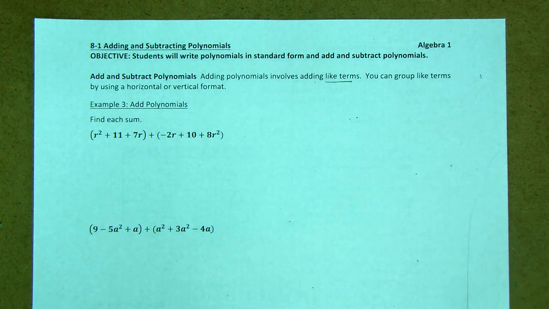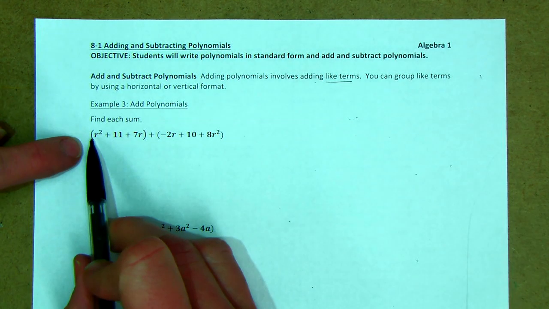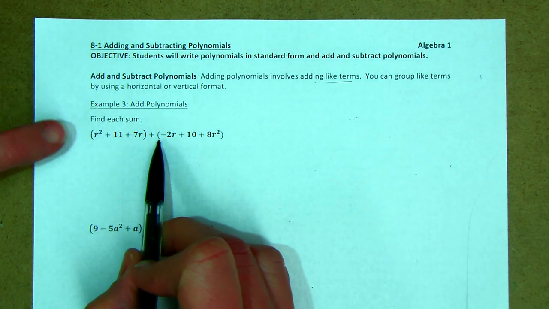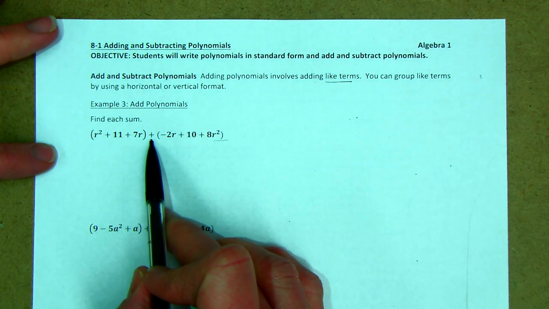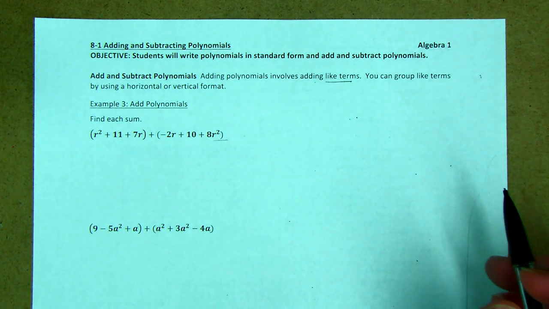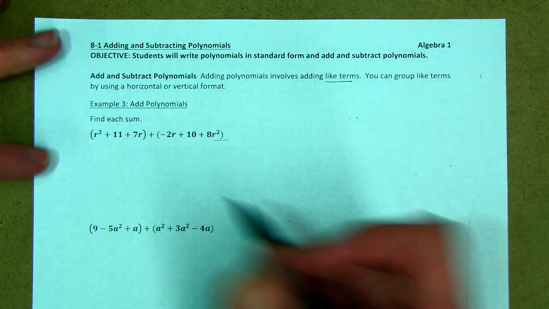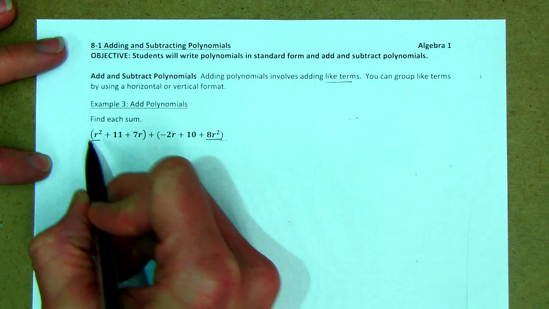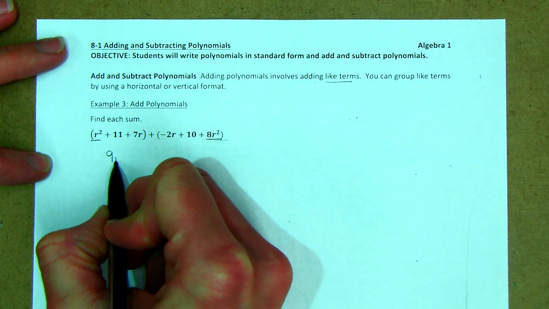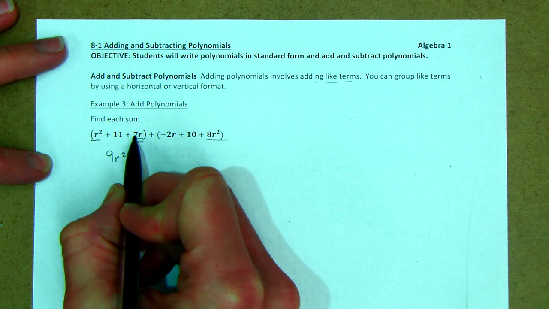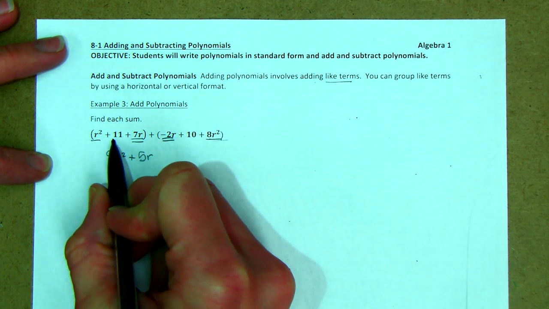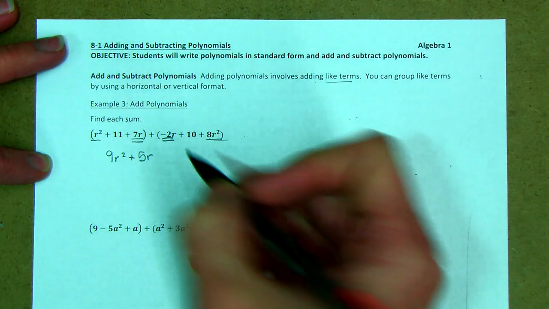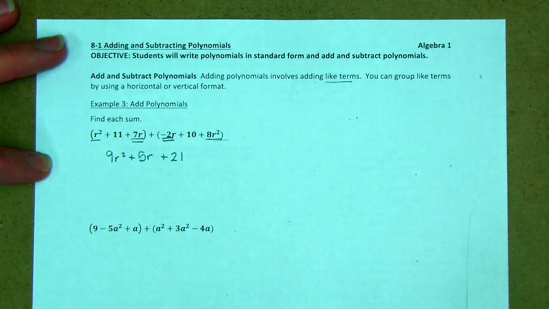So they have this polynomial and this polynomial. They're separating them with parentheses just to show you, but we're adding them. So once you see the addition, really you can ignore the parentheses and just combine like terms. I like to underline them. So this is a 1 and that's an 8, so I got 9r squared. Then I have a 7r and a negative 2r, which gives me a positive 5r. And then the last ones, the two constants, 11 and 10, both positive, which gives me a plus 21. Okay, fairly simple.